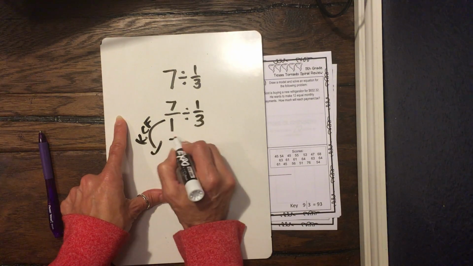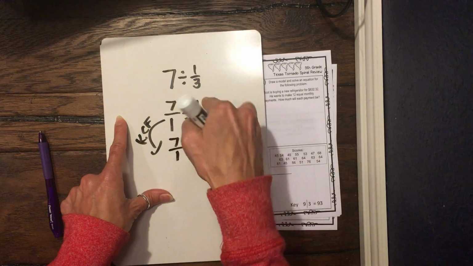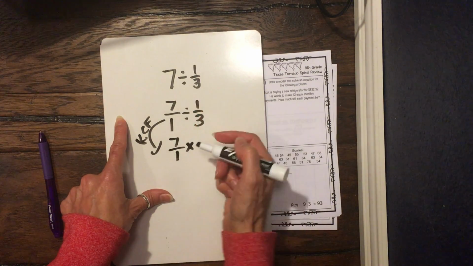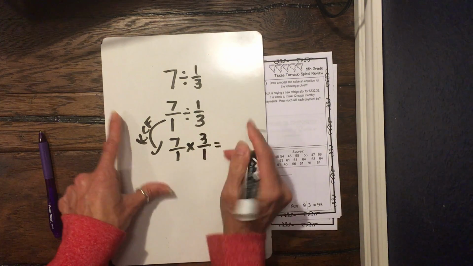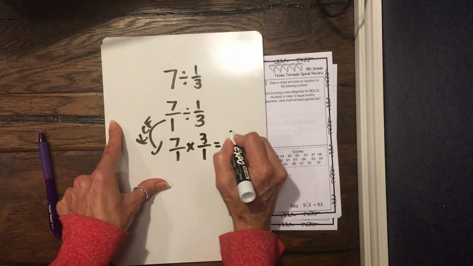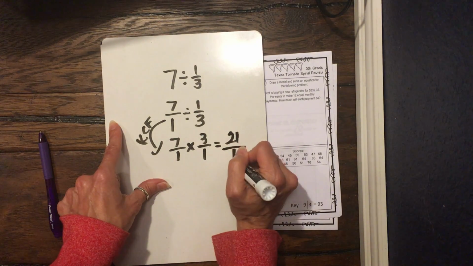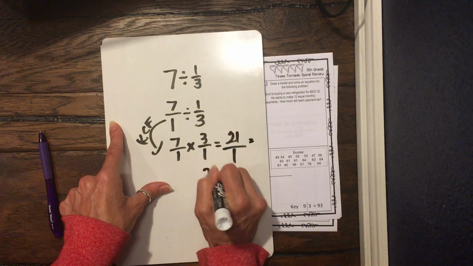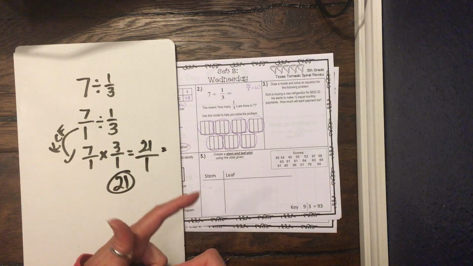So we keep our first fraction, we change our multiplication to division, and we flip. We do the inverse operation, we do the reciprocal of this, so it's 3/1. We multiply straight across. 7 times 3 is 21, 1 times 1 is 1. 21 divided by 1 equals 21. So we should, if we count these, we should have 21.